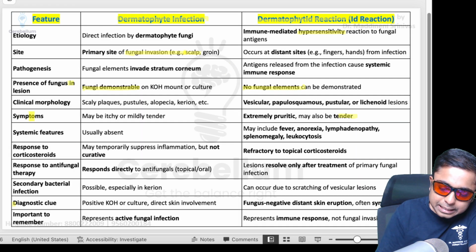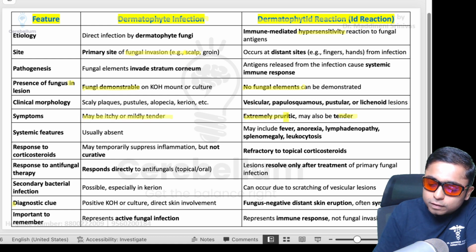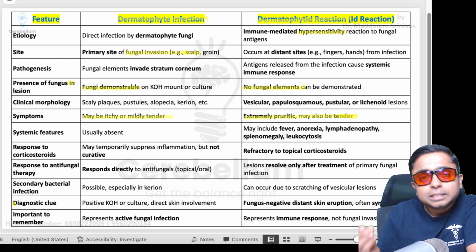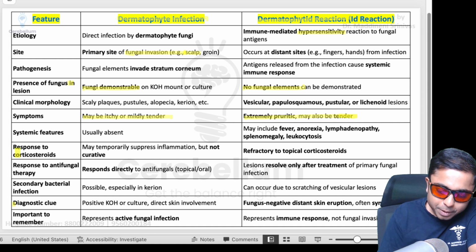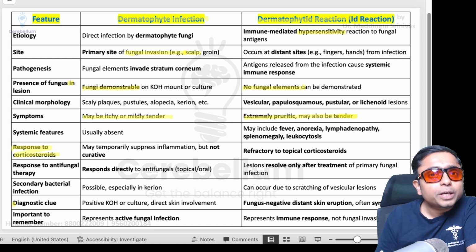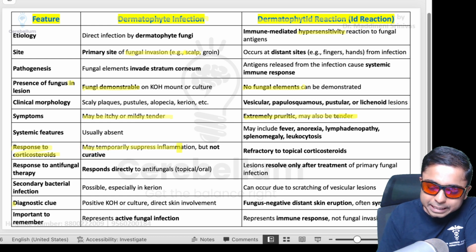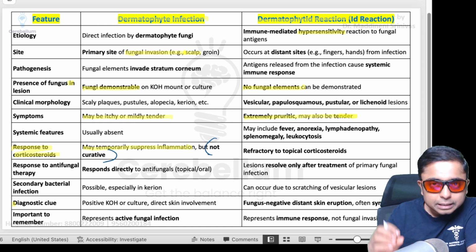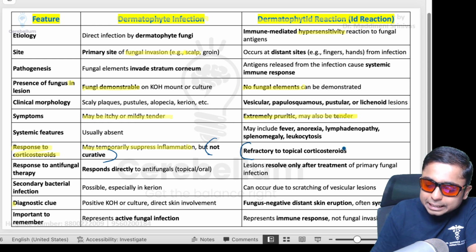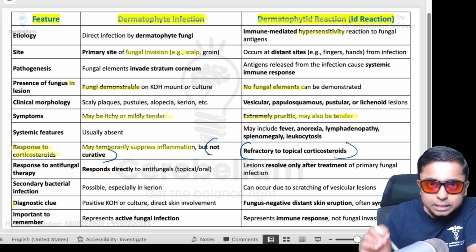Okay, remember the symptoms are going to be mild itching and tenderness in the infection, and in the case of the id eruption, the patients are going to have extreme itching and their lesions can also be tender. Coming to the treatment part, if the patient is given corticosteroids, they are going to reduce the inflammation. So mild improvement may be there due to the reduction of the inflammation, but remember the fungi are going to proliferate, so it is not going to cure the infection. Again, in the allergic response, topical steroids are not going to help in reducing the symptoms.